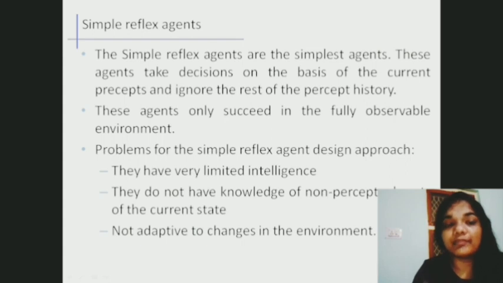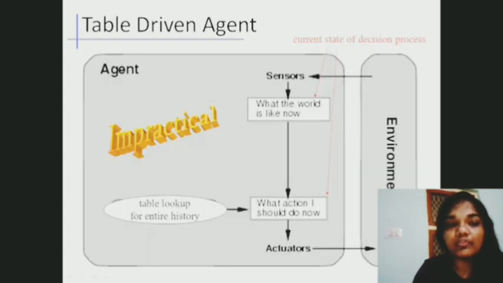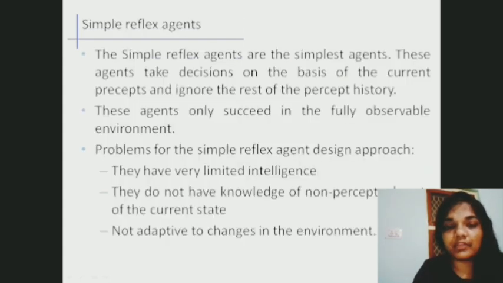It is the simple reflex agent. As I told you, it is stronger than the table driven agent, or it is better to use than the table driven agent. So let's see what happens in the simple reflex agent. They are the simplest agents. These agents take decisions on the basis of the current percepts and ignore the rest of the percept history. As the name itself indicates, simple reflex agents. So how will they take the decision? They will take the decision based on the reflexes. That what they feel right now is correct, they will do that.